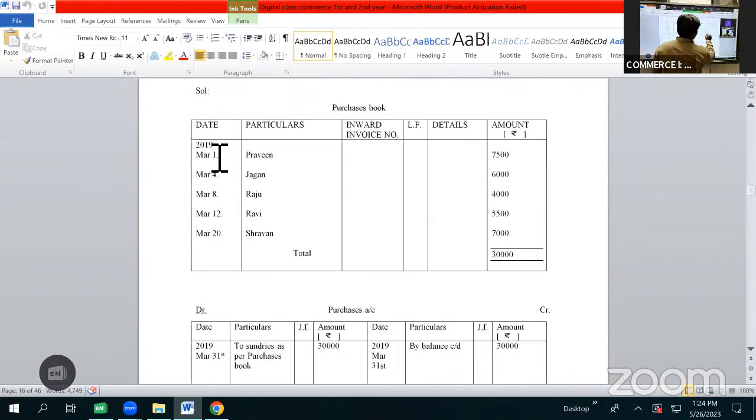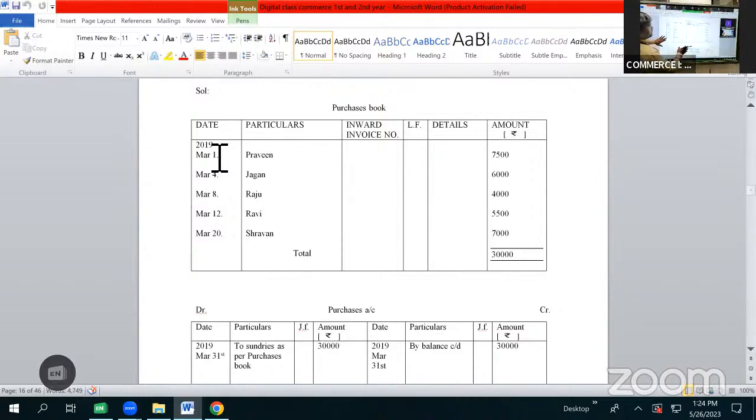7 plus 5, 12, 12 plus 4, 16, 16 plus 22, 29, 30. So here the total of purchases book is 30,000. So in examination only we will be asked to prepare the purchases book. Just for practice in the textbook, we are asked to post them in the ledger. So just for explanation purposes, I'm explaining this.